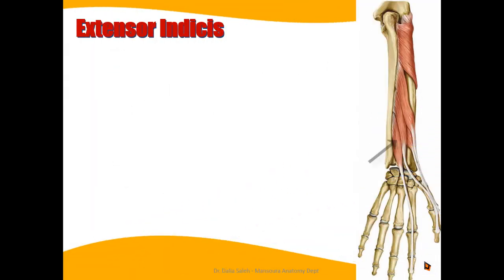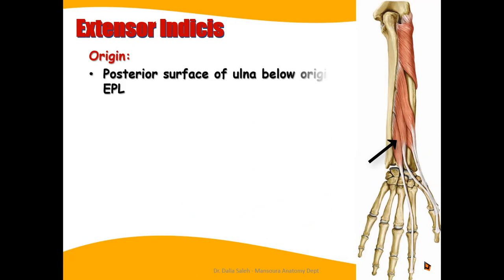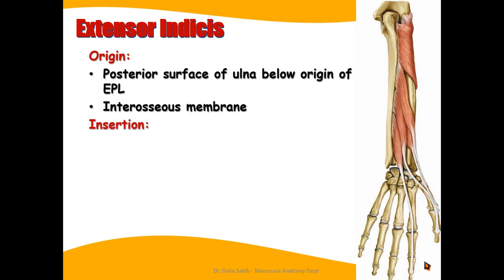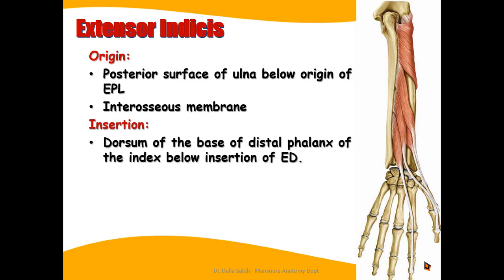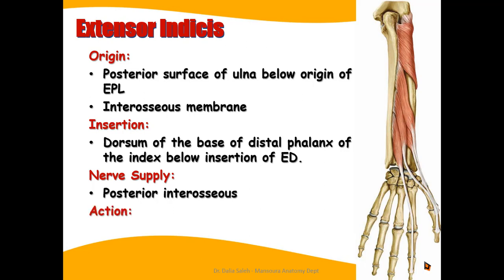Then we have the extensor indicis. It takes origin from the posterior surface of the ulna below the origin of the extensor pollicis longus and also from the interosseous membrane. It moves downward and inserts at the dorsum of the base of the distal phalanx of the index below the insertion of the extensor digitorum. It takes its nerve supply from the posterior interosseous nerve and it extends all the joints of the index finger.